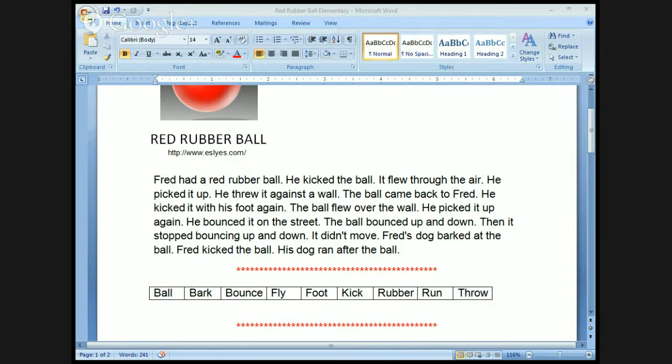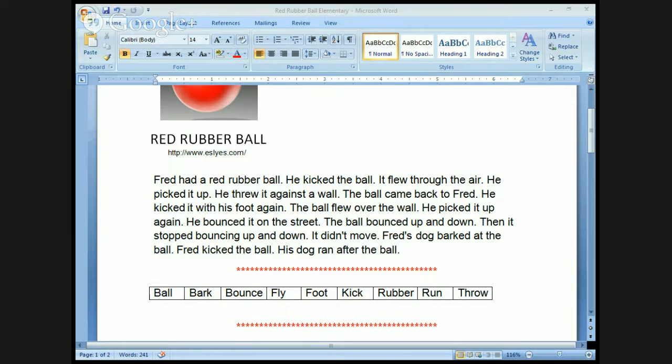So I will read again. Red rubber ball. Fred had a red rubber ball. He kicked the ball. It flew through the air. He picked it up. He threw it against a wall. The ball came back to Fred. He kicked it with his foot again. The ball flew over the wall. He picked it up again. He bounced it on the street. The ball bounced up and down. Then it stopped bouncing up and down. It didn't move. Fred's dog barked at the ball. Fred kicked the ball. His dog ran after the ball.